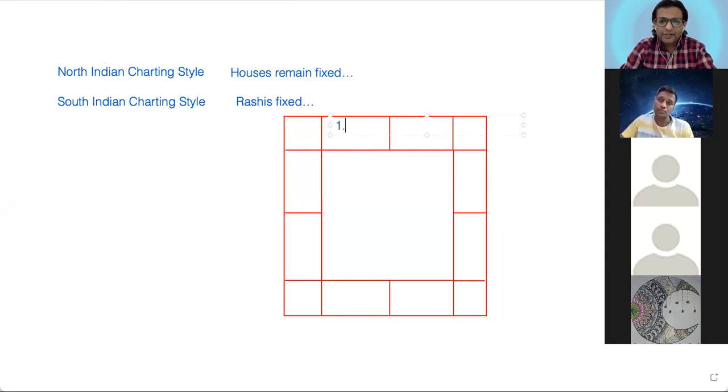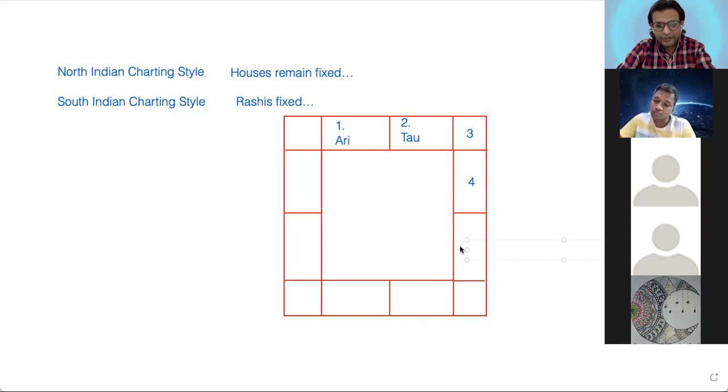This will always be the first rashi, Aries, this box. Okay. And then they will write down all the Rashis in a clockwise direction. Okay, so this is Aries. Then, of course, if that is Aries, then this will be Taurus. Correct? Then this will be third Rashi. Which is the third Rashi? Gemini. Correct. This will be fourth one, Cancer.